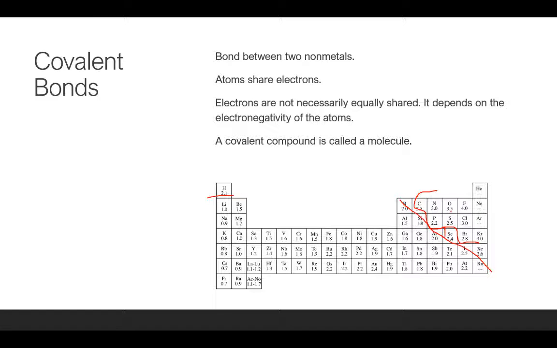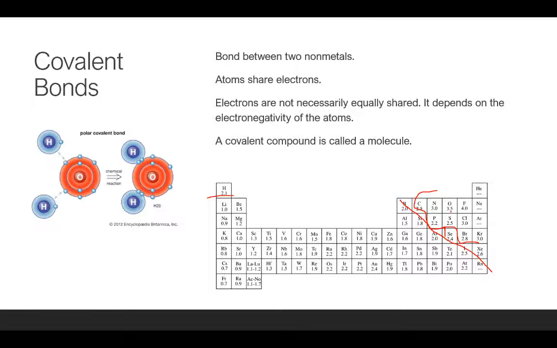There's no transfer of electrons like there was in ionic bonding. So here's an example. This is a polar covalent molecule because the electrons are not equally shared. So even though in the diagram it looks like hydrogen and oxygen are sharing electrons, and they are sharing electrons, those electrons are actually slightly closer to oxygen. So oxygen will be slightly negatively charged and hydrogen will be slightly positively charged. But the point here is that the electrons are being shared. That makes a covalent bond.